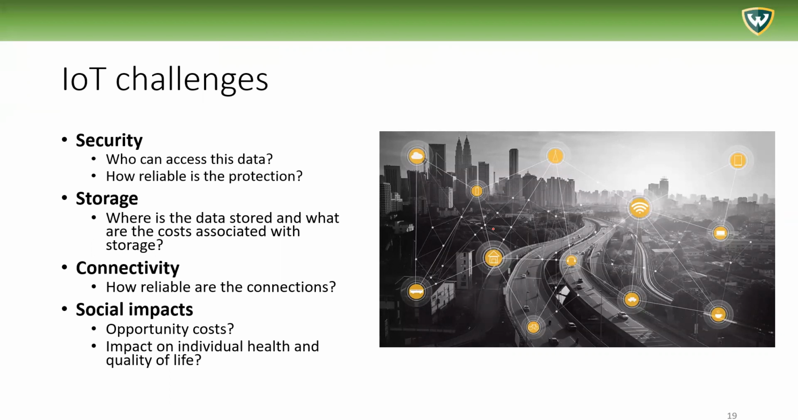There are security challenges. Who can access this data? The data is everywhere. It's floating everywhere. Are there reliable systems of protection for the data? Do people correctly classify what is sensitive data and what is not? Where is the data stored? What are the costs associated with storage? Connectivity: how reliable are the connections? If you depend on a system that depends on the internet, if you lose the internet, you lose your system. So how are we approaching the reliability of connectivity?